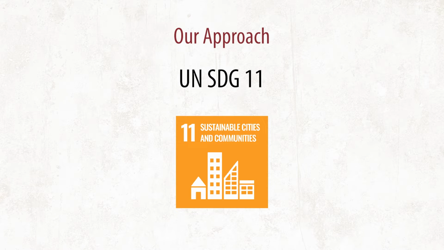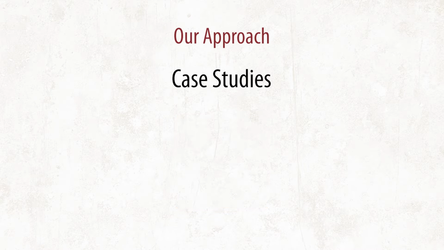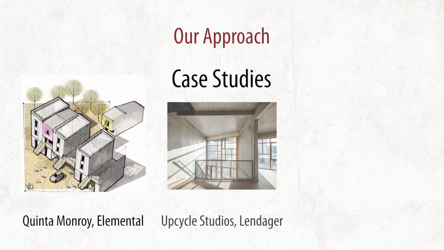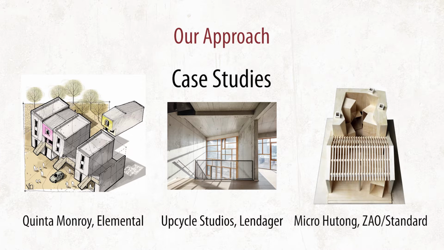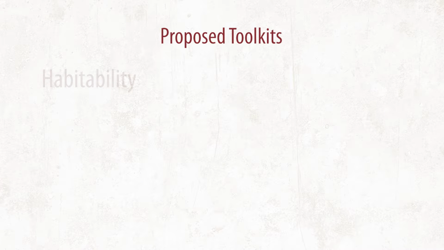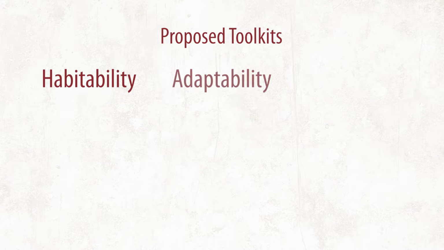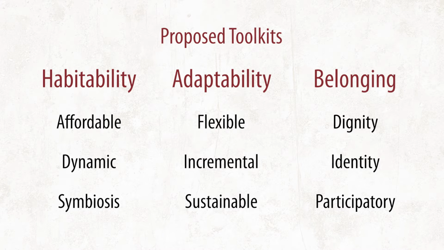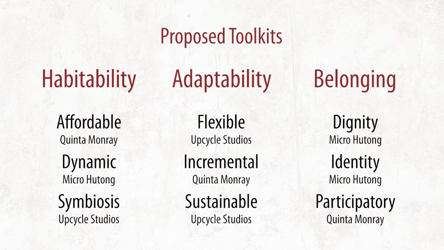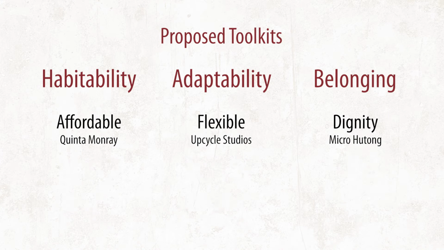By analyzing the existing policies and case studies, the toolkit comes up with three things: habitability, adaptability, and belonging, following with 9 principles. In this video, we are explaining 3 key principles: affordable, flexible, and dignity.